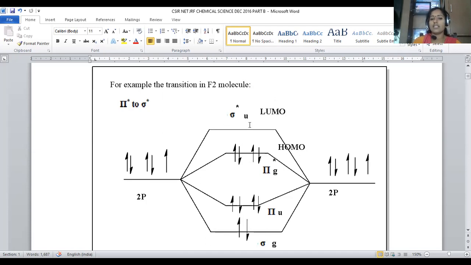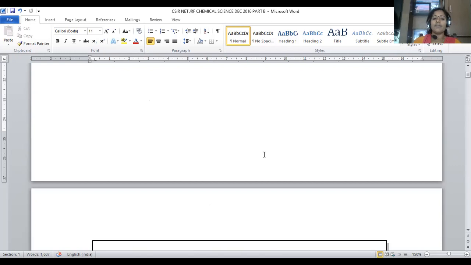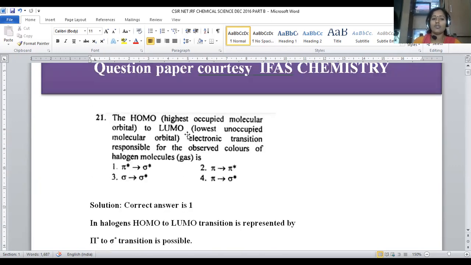When we go to sigma star ungerade, this is a vacant orbital, right? The lowest unoccupied molecular orbital is designated with this sigma star ungerade. Whenever energy is supplied, the electron transition from this HOMO to LUMO is possible, nothing but a pi star gerade to sigma star ungerade kind of transition. So that is only the question: HOMO to LUMO transition, which orbitals? Pi star to sigma star transition is possible in halogens. For question number 21, option number 1 is the correct answer.